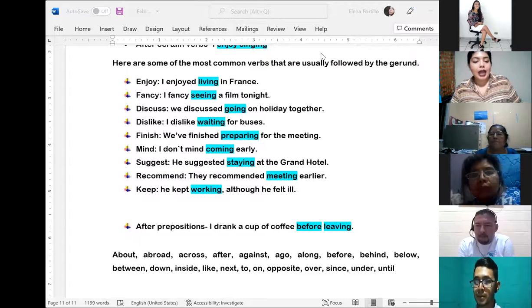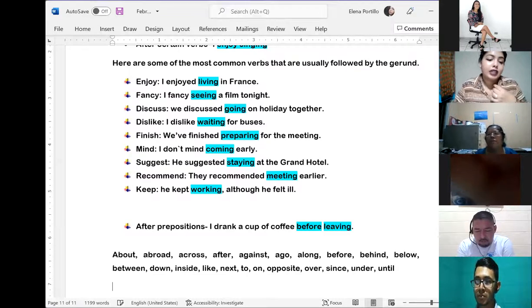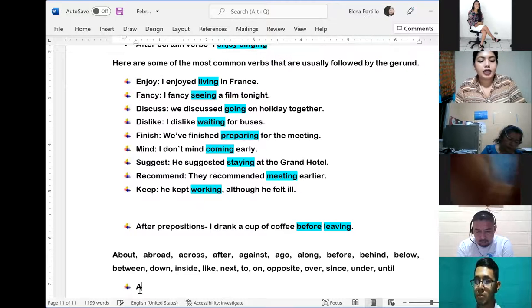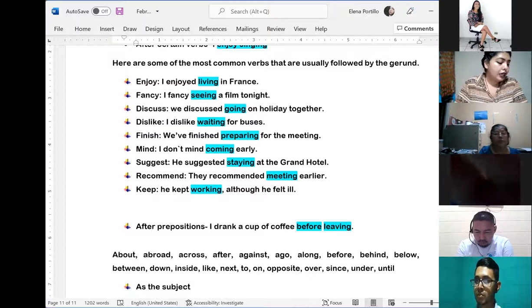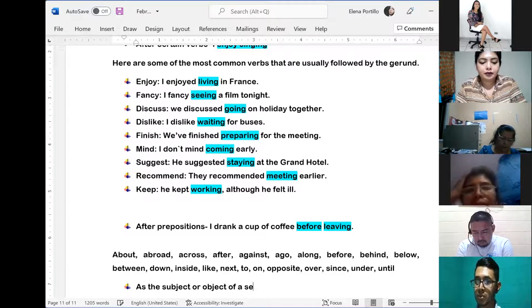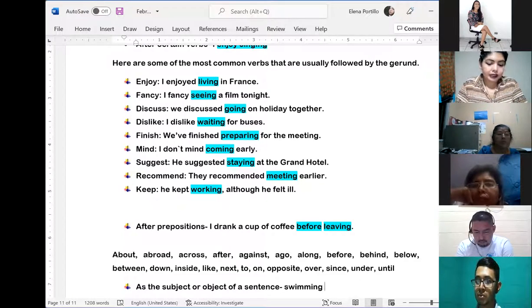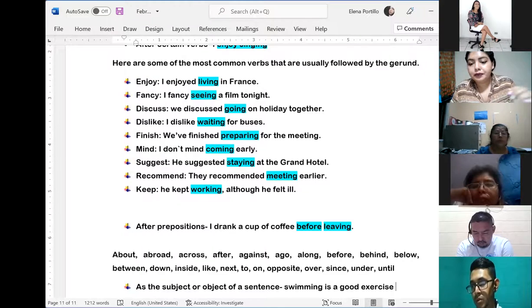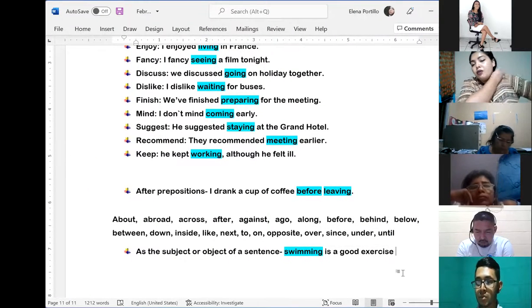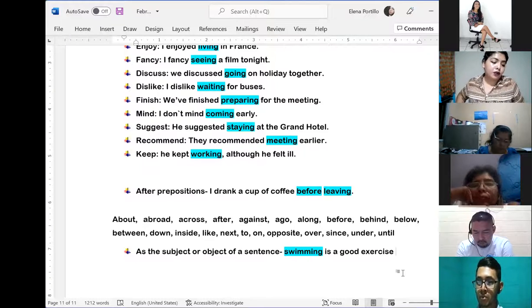Then we have the other use of the ing, the cases in which we are going to use the ing form of the verb. Then it says as the subject or object of a sentence. And we have here the example: swimming is a good exercise. Okay. So we have the subject or the object of the sentence, and we can use it like this with the ing form of the verb.